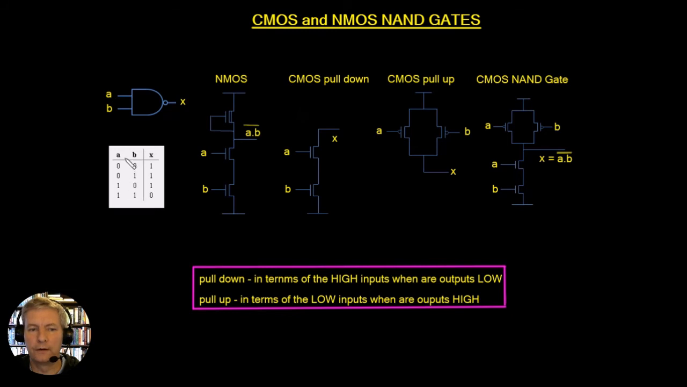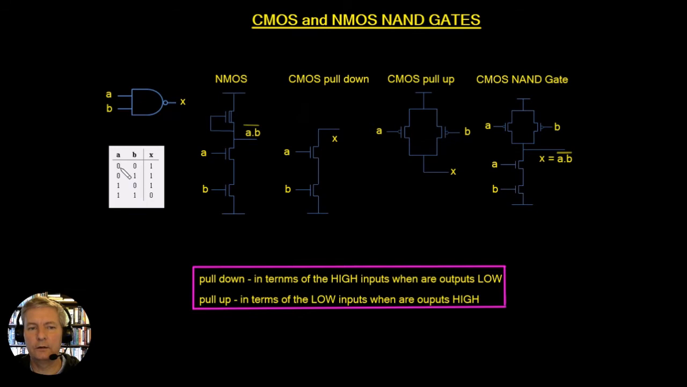So in effect, what we've got here is two of these values in series. So we can see here we've got the A and B in series. So we're going to have a low output here whenever this one goes high and this one goes high. So when both of these are high, these turn on and pull this point low. So this part of the CMOS pull-down logic is going to give us this line here.